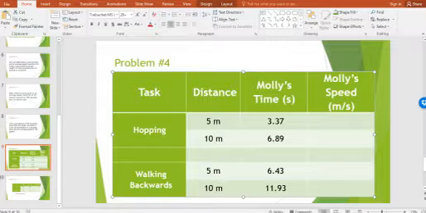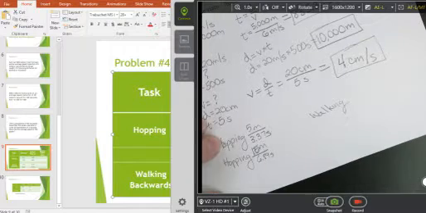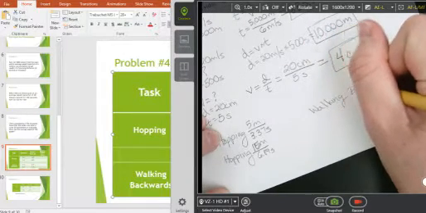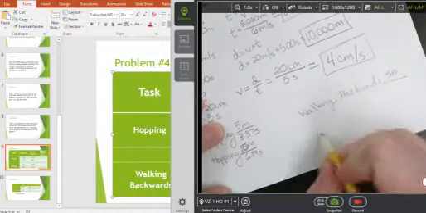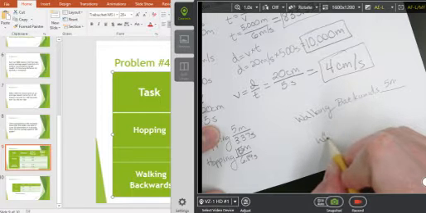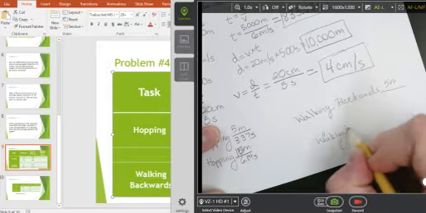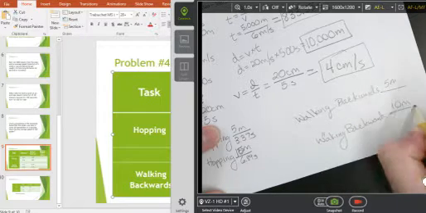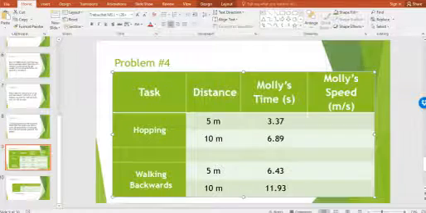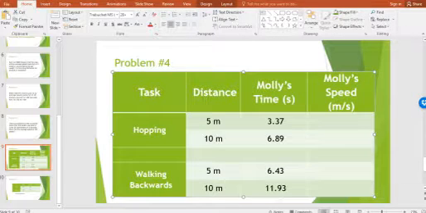And then walking backwards. You can't see what I'm doing, but I'm just walking backwards. 5 meters divided by time, and then walking backwards 10 meters divided by some amount of time. What are those times? The 5 meter time is 6.43 seconds, and the 10 meter time is 11.93 seconds.